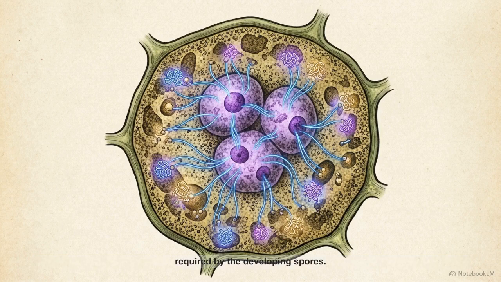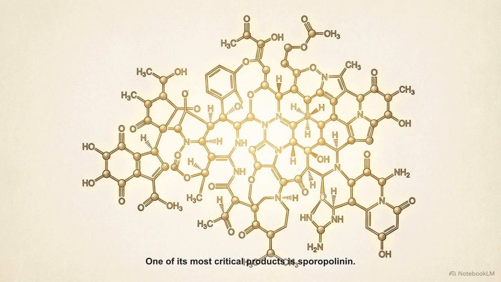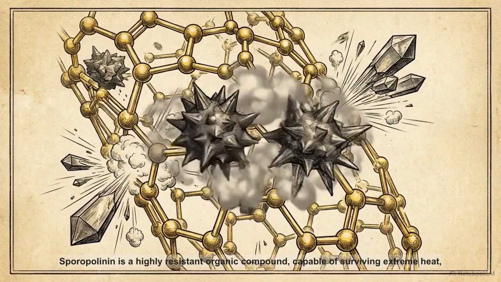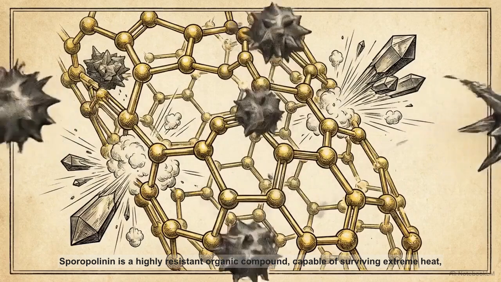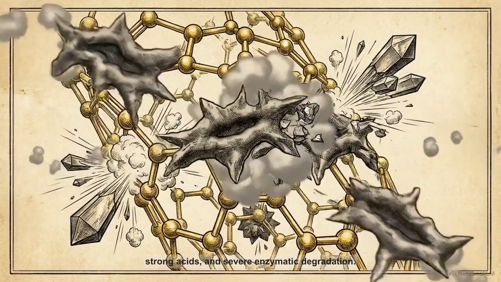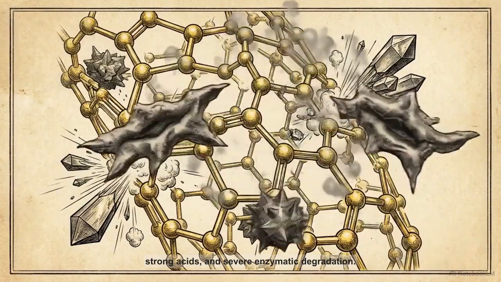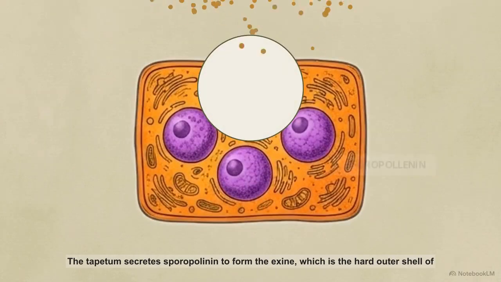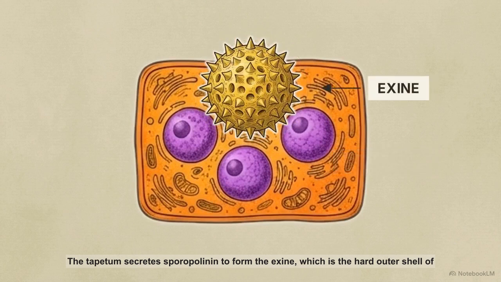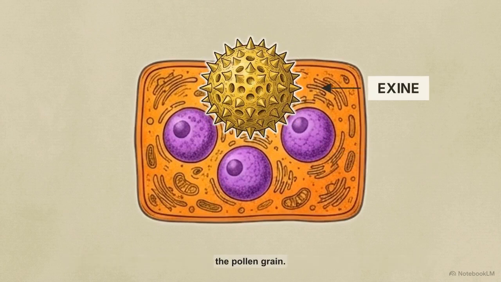developing spores. One of its most critical products is sporopollenin. Sporopollenin is a highly resistant organic compound capable of surviving extreme heat, strong acids, and severe enzymatic degradation. The tapetum secretes sporopollenin to form the exine, which is the hard outer shell of the pollen grain.